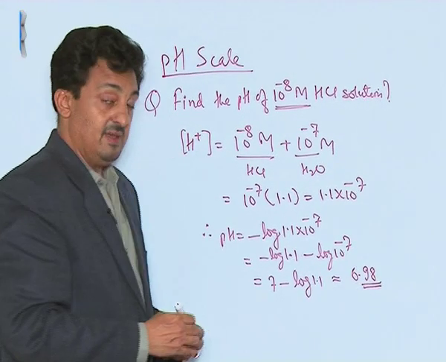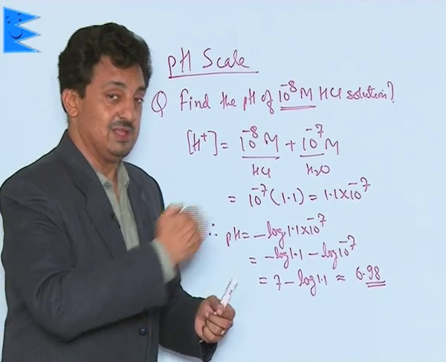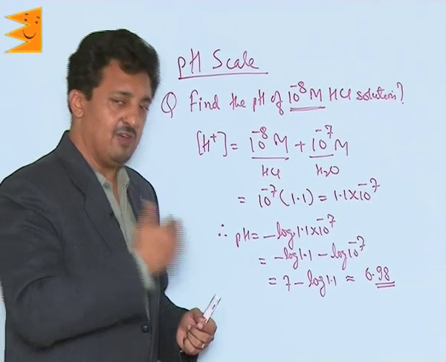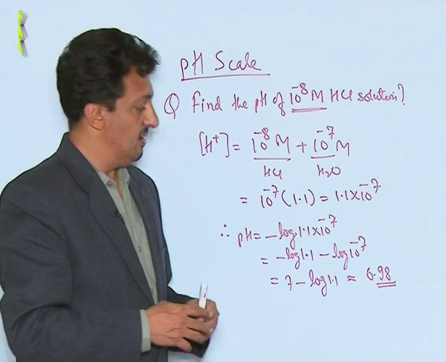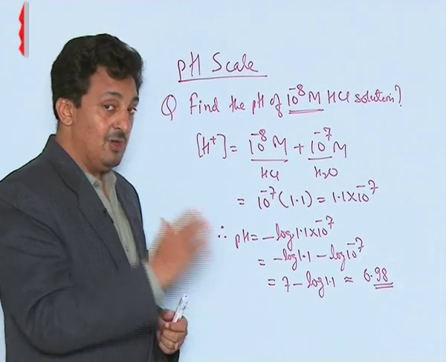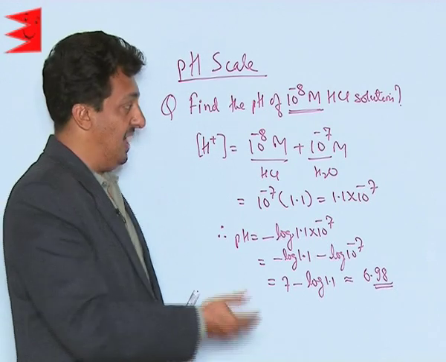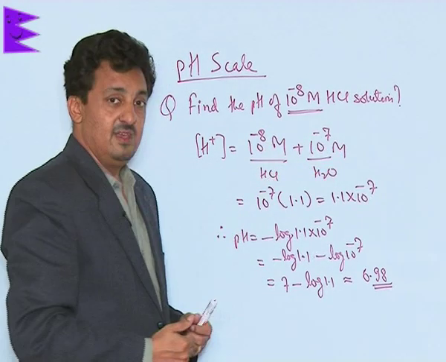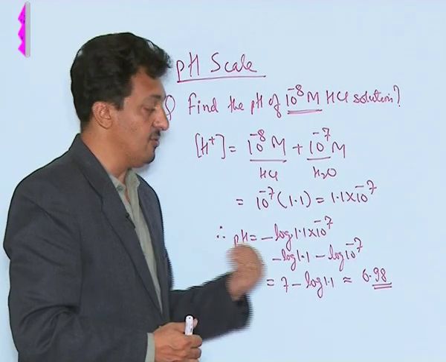So remember, it's not in any case more than 7. The pH can never go beyond 7, because we know we have to add the concentration of the H+ ions which are obtained from water, and in that case that will never make it go beyond 7.